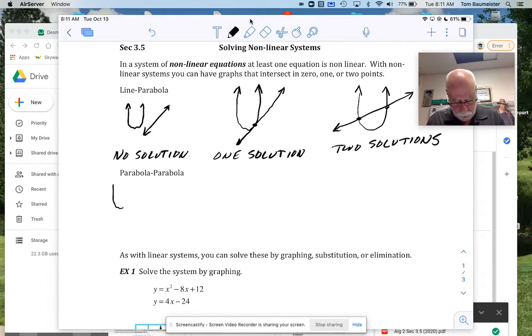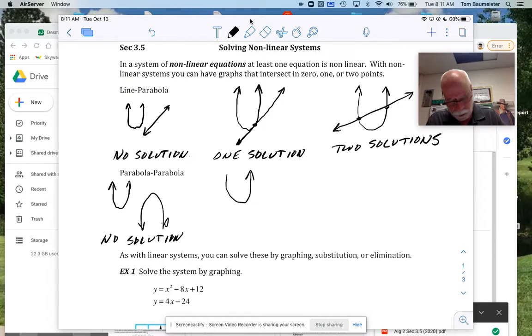Same with two parabolas, okay? A no solution would be something like this. One's going up, one's going down. They're not intersecting, so there's no solution. Okay, again, we could have one that goes up, we could have one that goes down, and they're just barely touching. So there would be one solution.